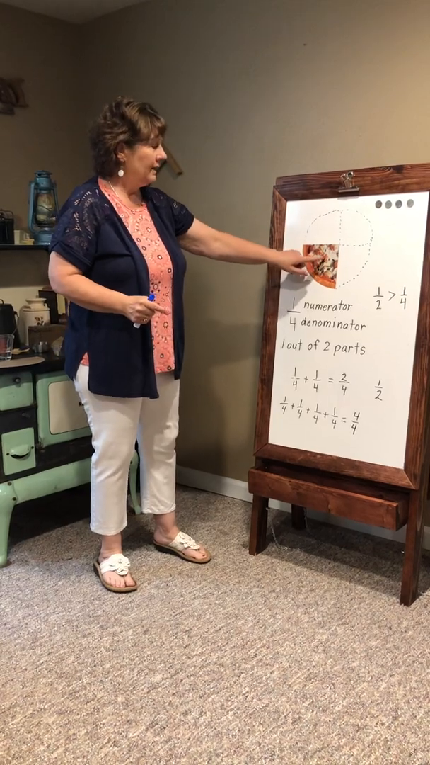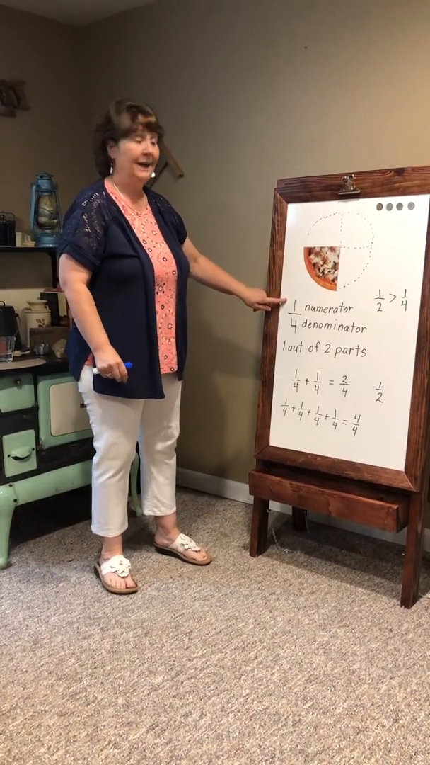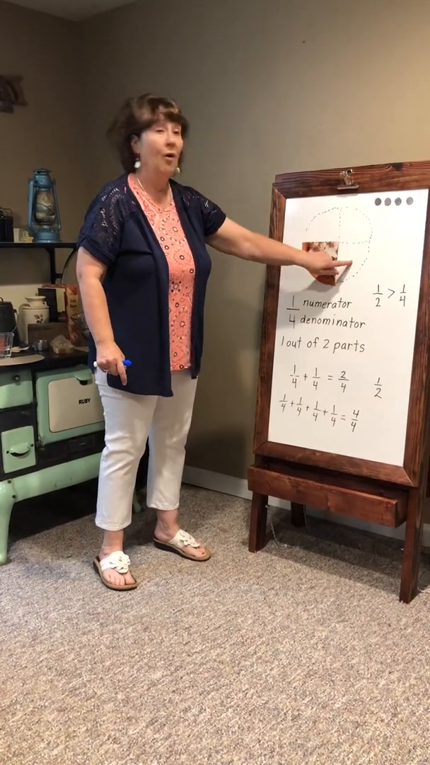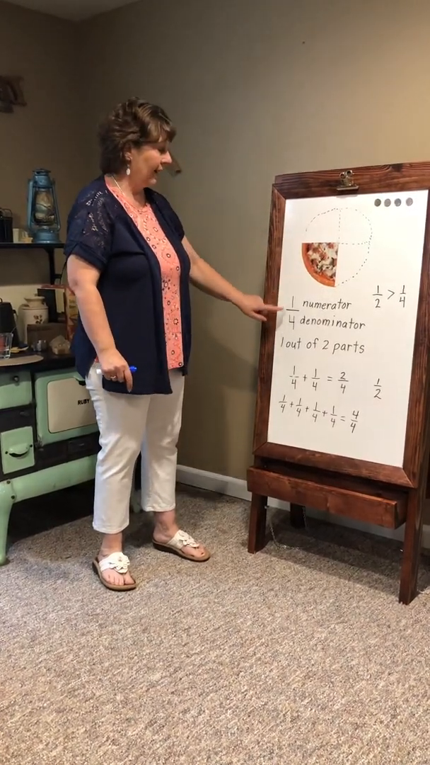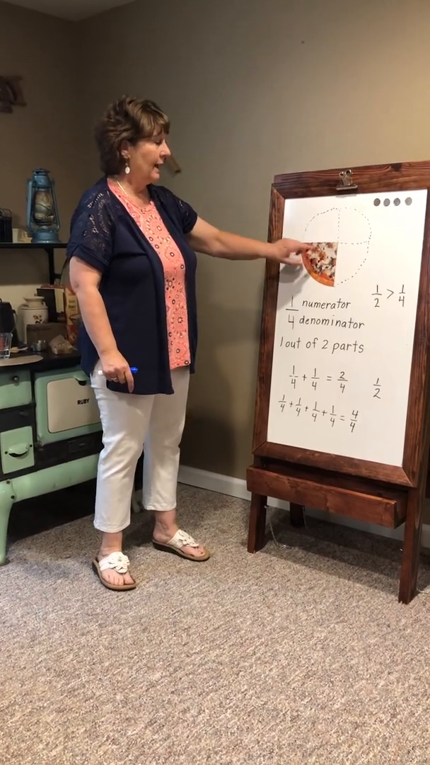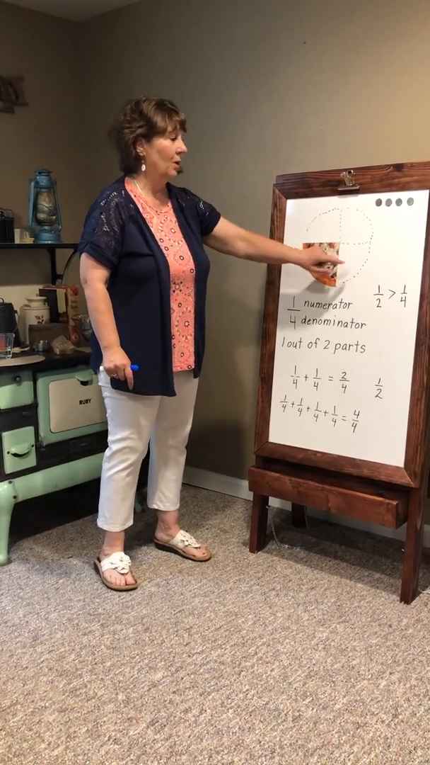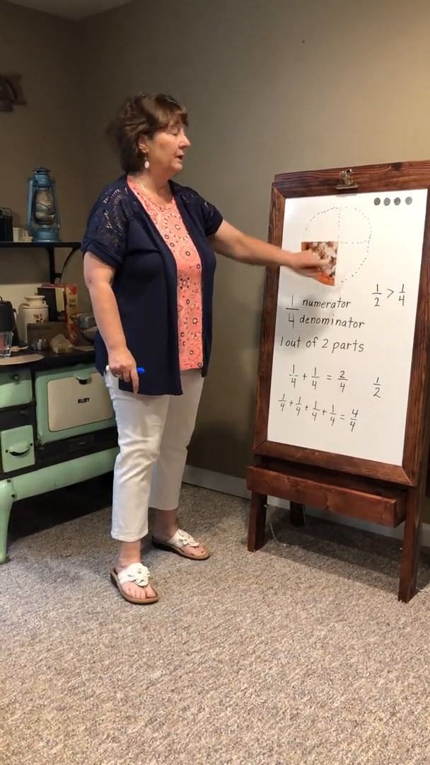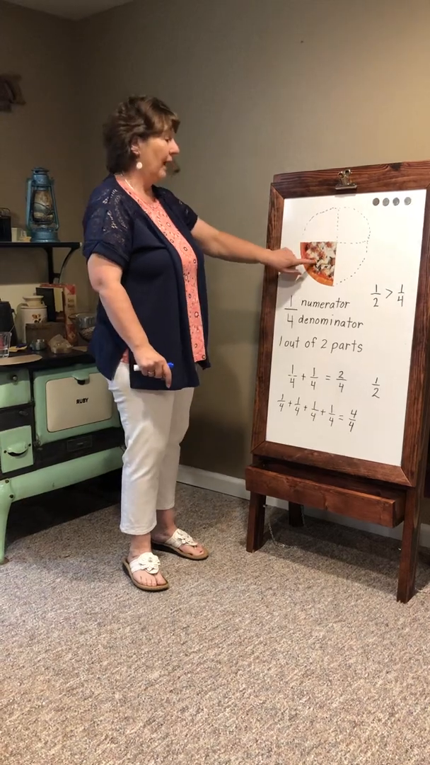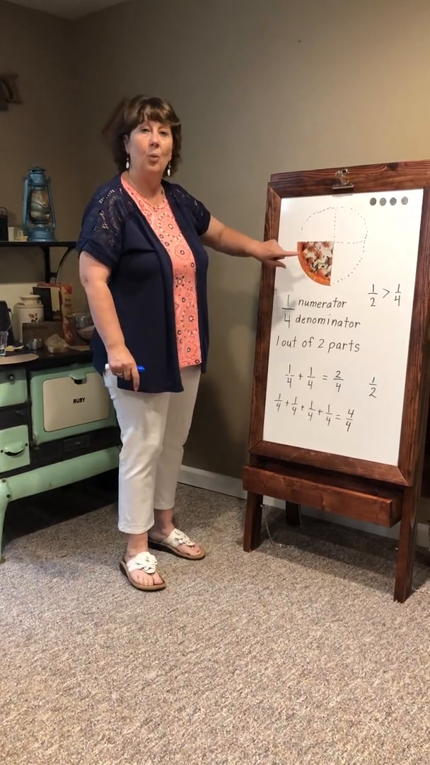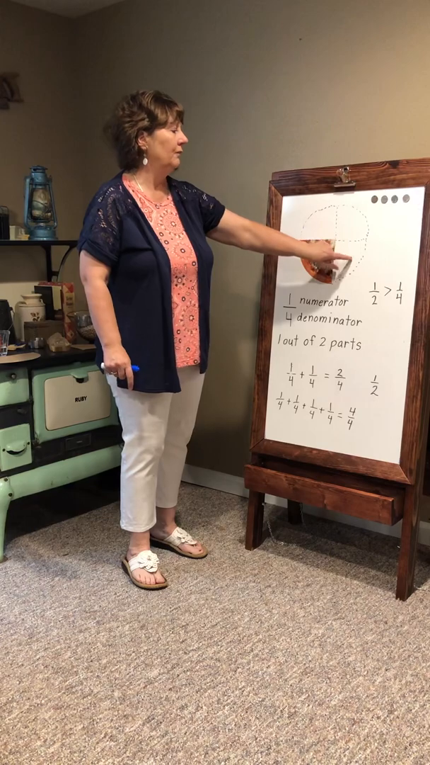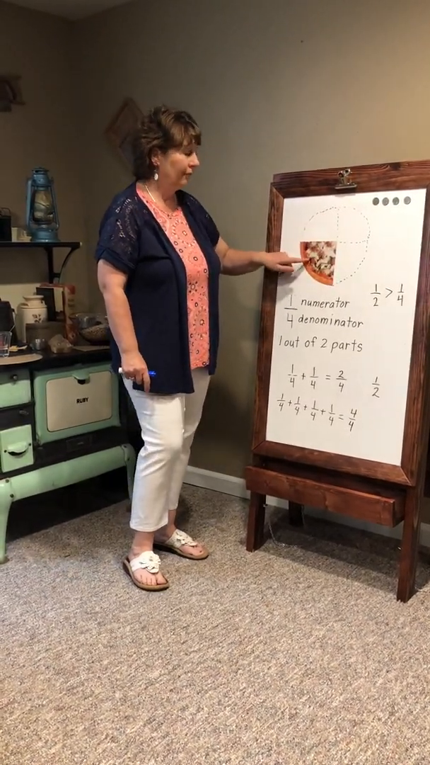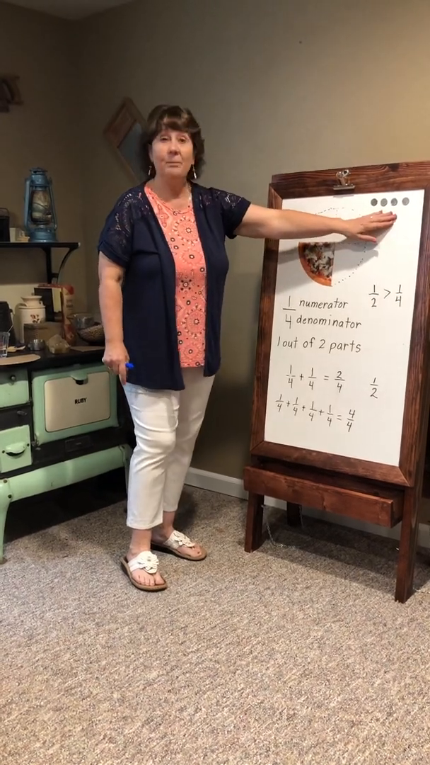But 1 is the numerator again. That's one piece out of 1, 2, 3, 4 pieces. 1 out of the 4. Sometimes kids get confused and say 1 out of 1, 2, 3. But remember, you have to count the one that you're including in that. So 1, 2, 3, 4. 1 out of 1, 2, 3, 4. 1/4.